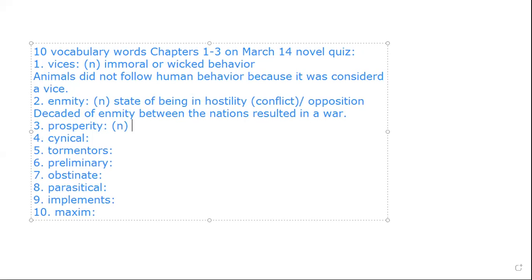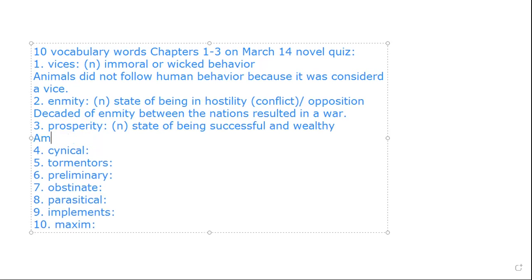To prosper means to succeed and become wealthy and successful. So here, prosperity is the state of being successful and wealthy. The animals on Animal Farm faced prosperity with their first harvest. If you read chapter 3, you would see that the first harvest for them was a success after they overthrew Mr. Jones and the humans. Their first harvest was a success because they were able to gather a lot of hay.